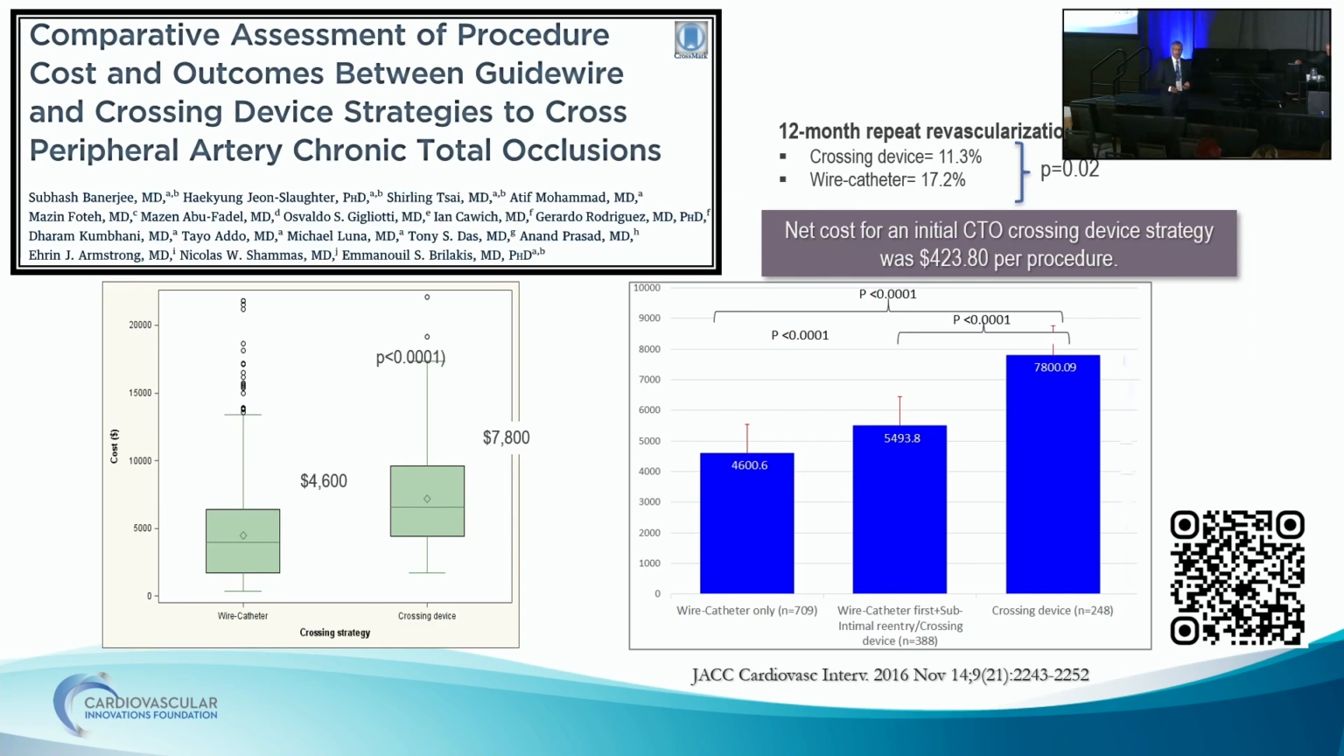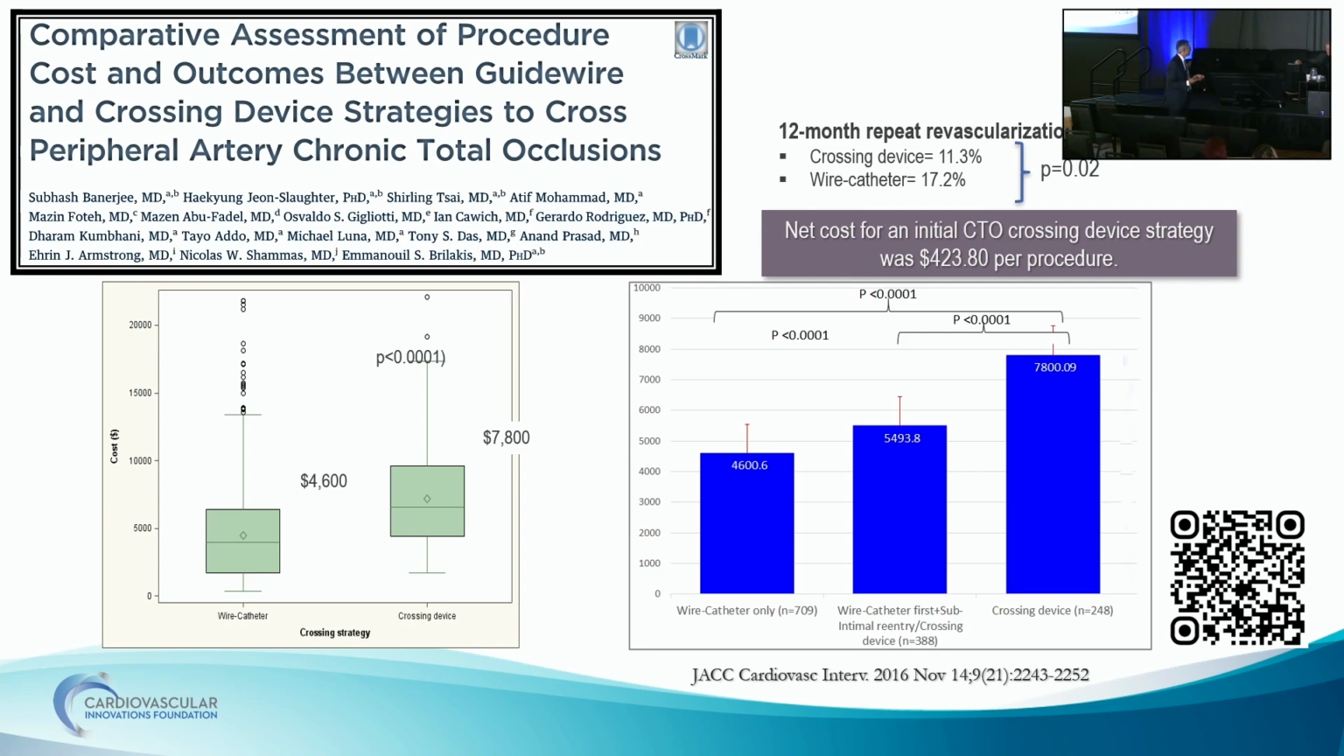An issue about cost. There is about a 13% greater use of longer stents. The overall stent length with the guide wire approach was much longer, and here is an arithmetic dollars and cents equation: you will end up using nearly $423.80 more in about 1,000 procedures if you cause dissection and use stents versus you use a crossing device.